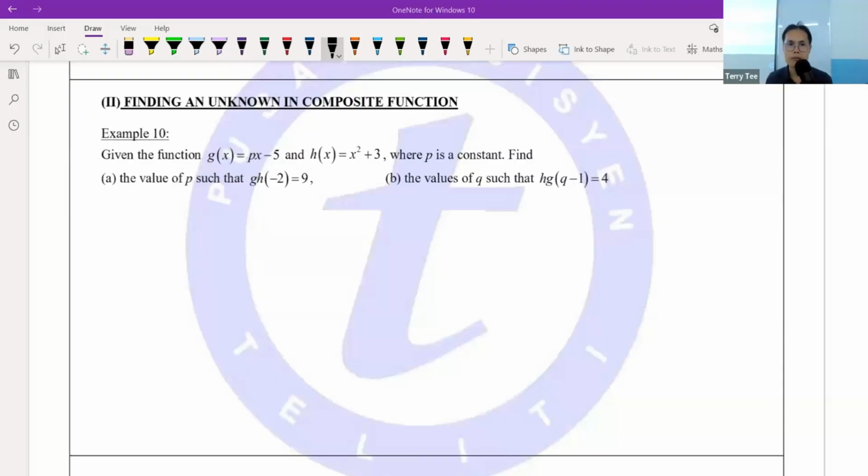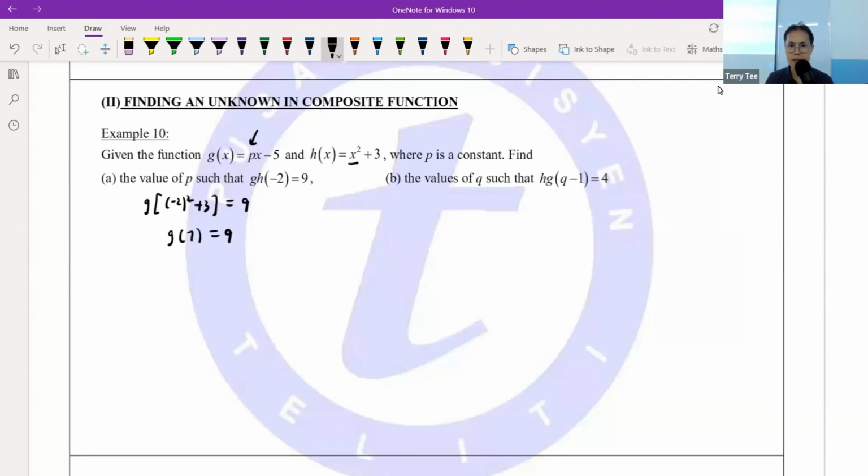Here we have two functions, g(x) and h(x). And you're finding the value of unknown p, which is in your g, such that gh(-2) is 9. gh(-2) means we put -2 inside your h first. Your h is x squared plus 3. So it's -2 squared plus 3. -2 squared is 4. 4 plus 3 is 7.